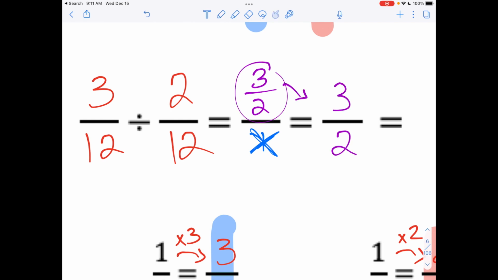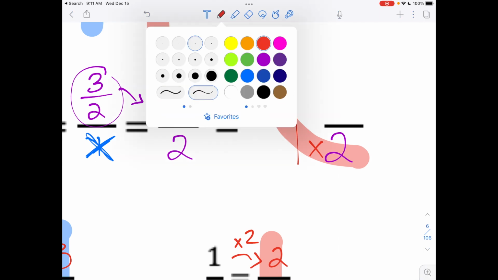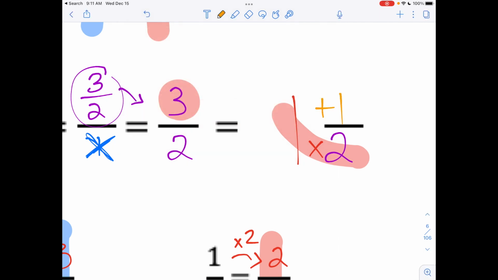And then I'm going to put it in my calculator. I know the denominator stays the same. It's going to be 2. And then when I put it in my calculator, 3 divided by 2 gives me a whole number of 1. So now I'm going to do my multiplying. 1 times 2 is 2, but I'm trying to make 3, so I have to add 1. So 1 and 1/2 is my final answer.